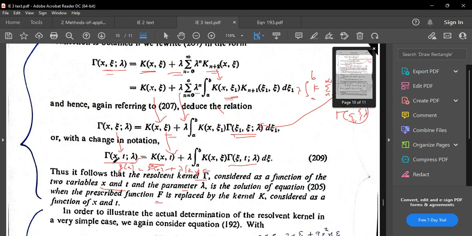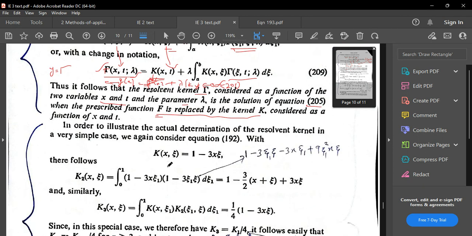By this equation we came to know that if y is equal to gamma, then gamma satisfies this integral equation. So gamma is a solution to our fundamental integral equation with one condition: this capital F is replaced by this kernel capital K. So F is replaced by capital K. This solution of our fundamental equation 205 is this gamma of x, t. This is a special case.